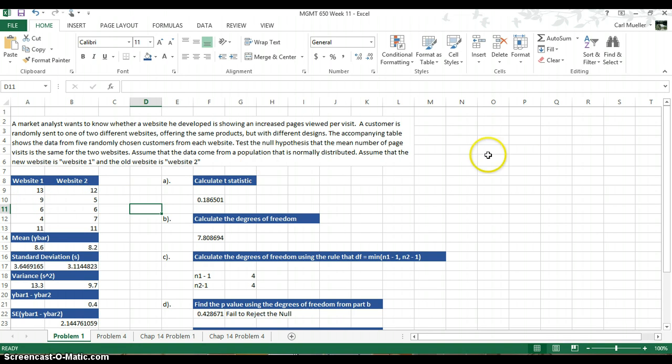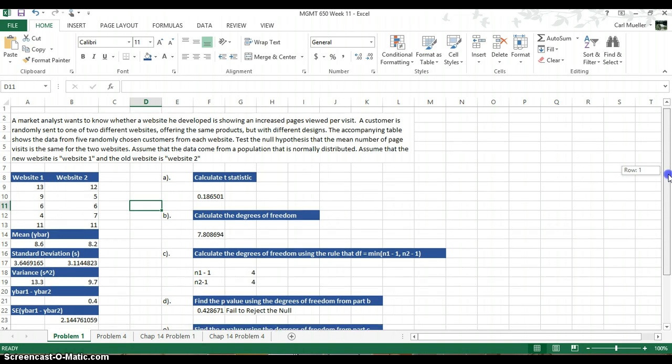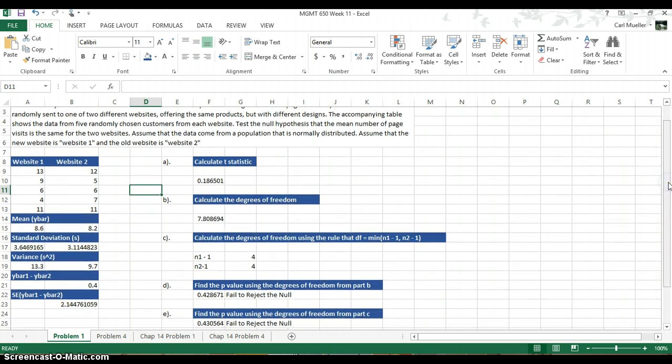So, getting started, I just want to give you a sense of the variables and the formulas that we'll need to flesh this out, to test whether there is a measurable or observed difference between the two websites based on these randomly chosen customers. So first thing we'll find is the mean.